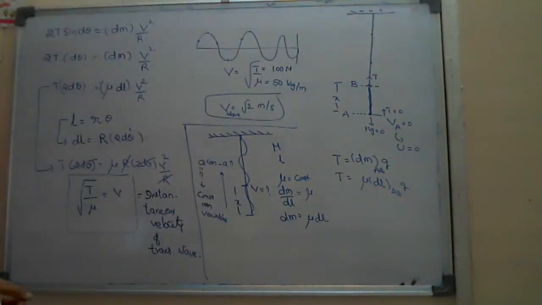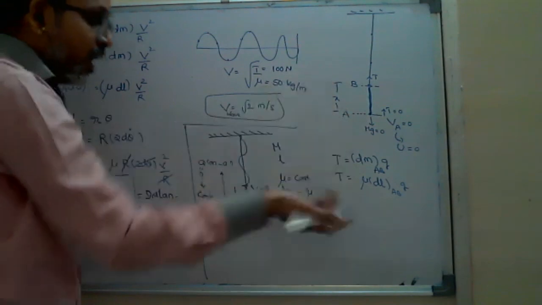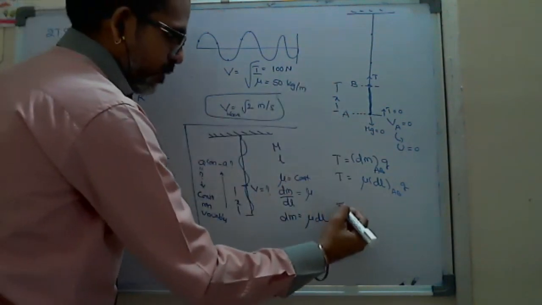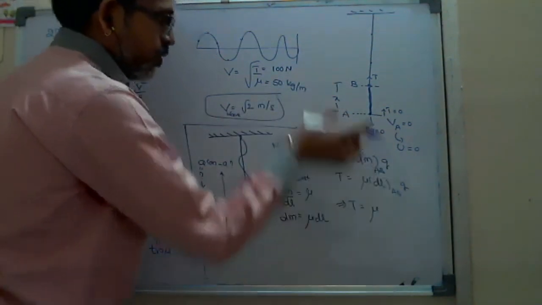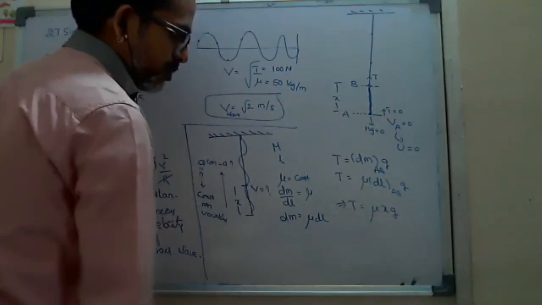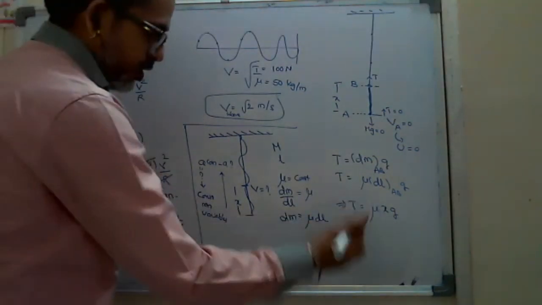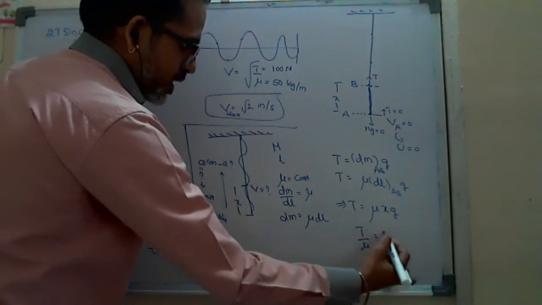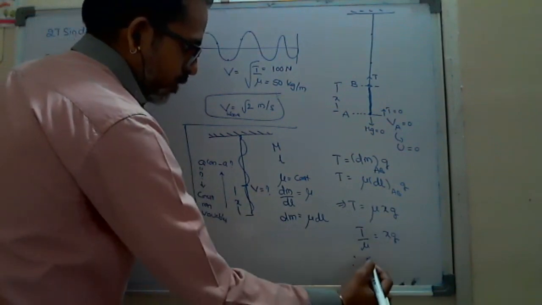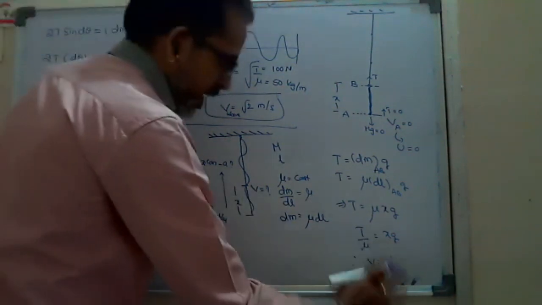Do you know the length of AB? Length A to B is x. So from this equation, tension is equal to mu into the length of AB, which is x, into g. This is the tension. You want velocity. Velocity is the square root of T by mu. So T by mu is equal to xg. Therefore, V equals root of T by mu, which is root of xg.